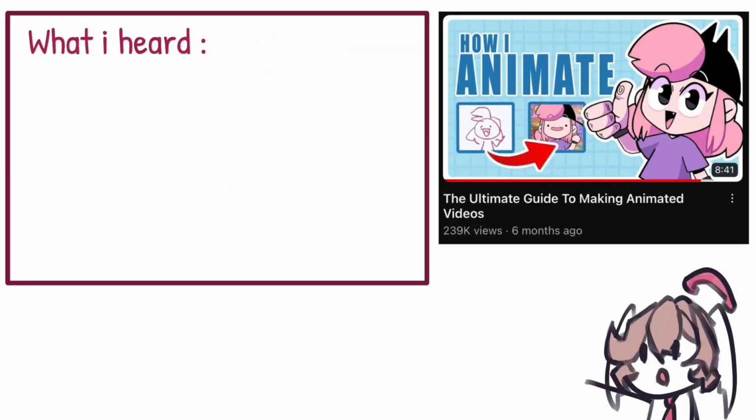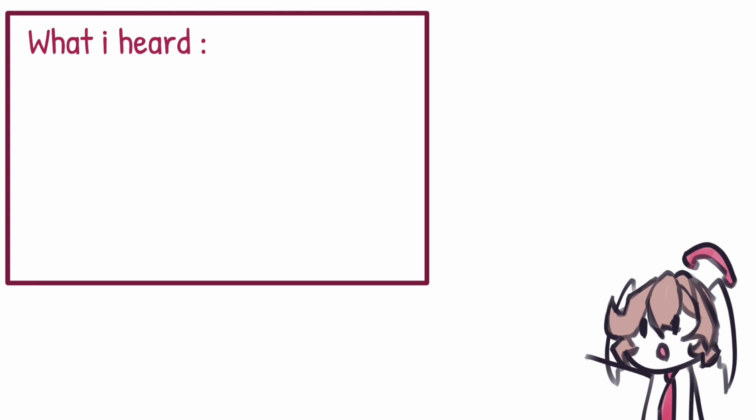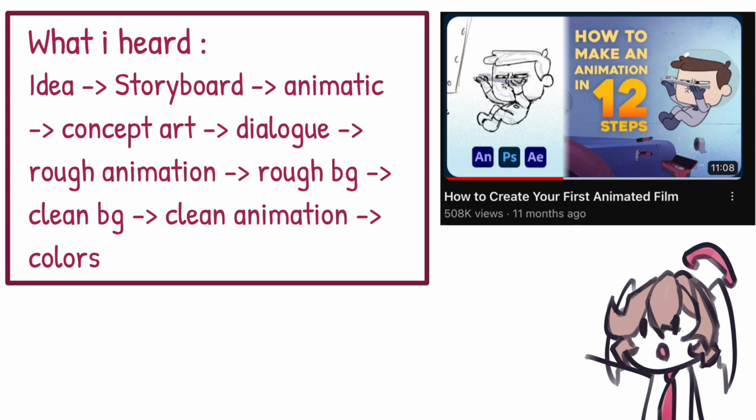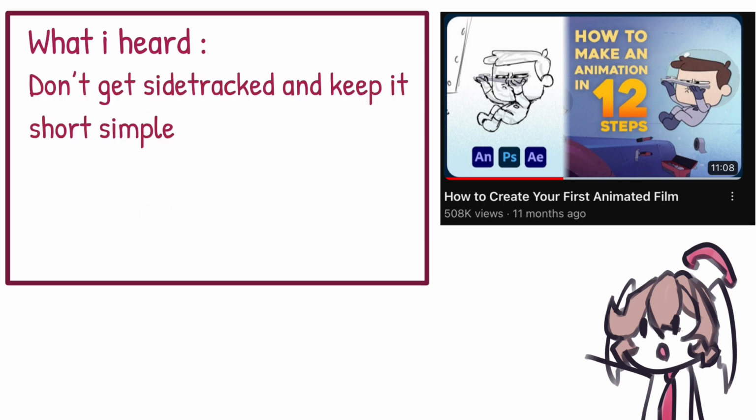So, videos I did watch and what I learned from them. Do line art, then coloring, then shading. Then think of an idea, do a storyboard, do an animatic, which is a storyboard but timed and with sounds, concept art, perspective, colored and also basic expressions, dialogue, rough animation, background, clean animation, and also colors. And also a good point to note, don't get sidetracked and keep it short and simple.